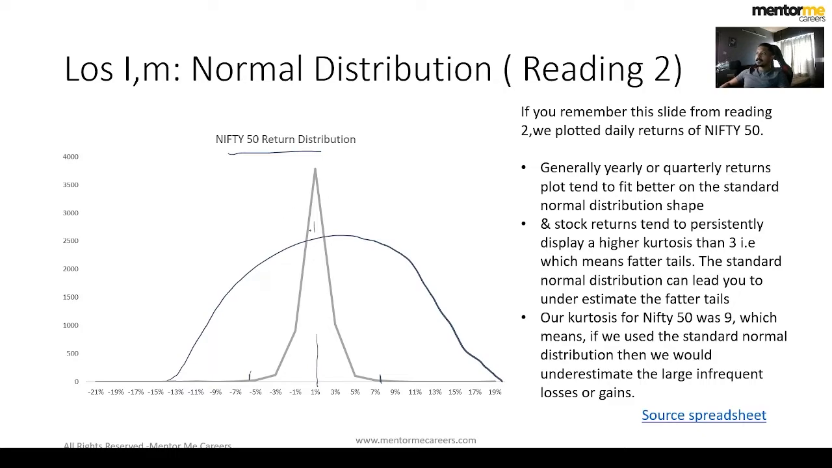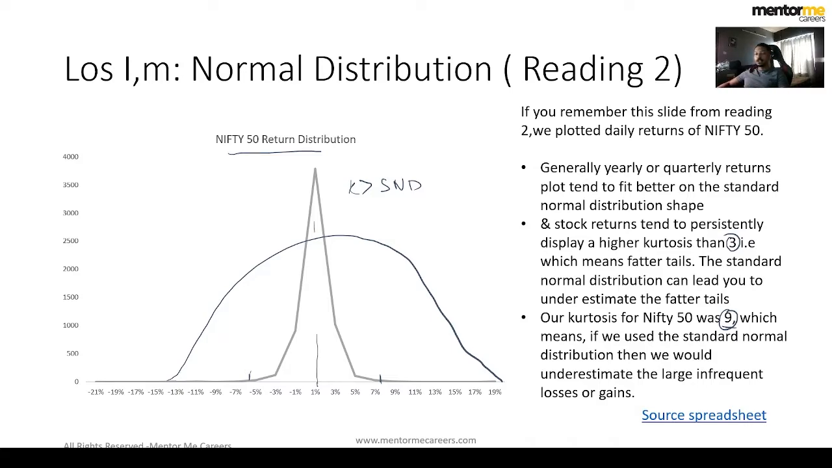But obviously the Nifty 50 distribution is taller than this. That means the kurtosis is greater than the standard normal distribution, right? That was the objective. And if you remember, you can easily calculate kurtosis in a spreadsheet. The kurtosis of the Nifty 50 distribution is 9, and a standard normal distribution has a kurtosis of 3, which means obviously it has slightly more height.